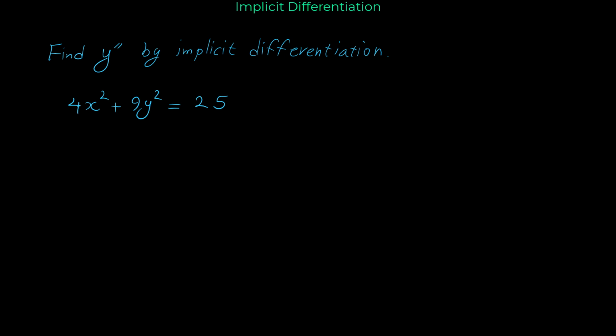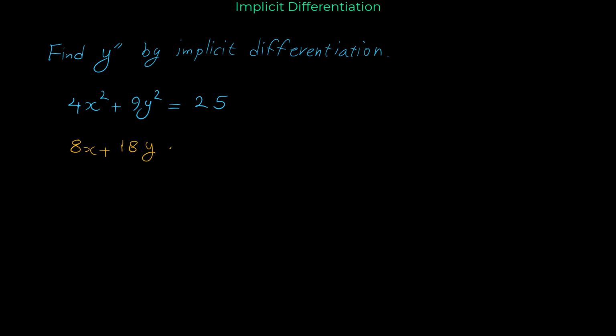Because this is an implicit relation, we use the implicit differentiation method for finding y prime. So first we take the derivative of both sides of the relation with respect to x. The derivative of 4x^2 is 8x. The 2 multiplies by 4 by the power rule. The derivative of 9y^2 is 18y.